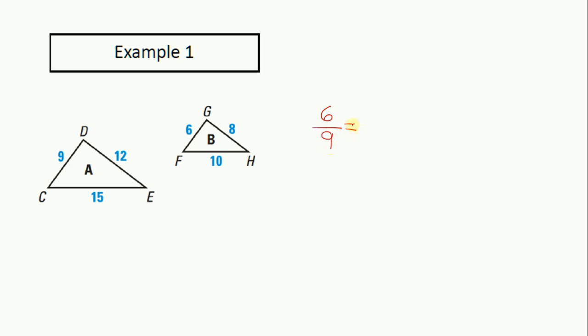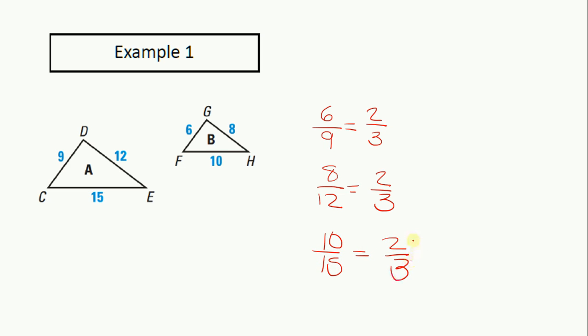That would be, I think, 2 over 3. That simplifies down to 2 over 3. I started on B and went to A this time, so I got to do that again. 8 over 12. That'd be 2 over 3 as well. And then it looks like it's 10 over 15, which would also be 2 over 3. So all of my ratios are equal, which means I should be able to say they are similar.